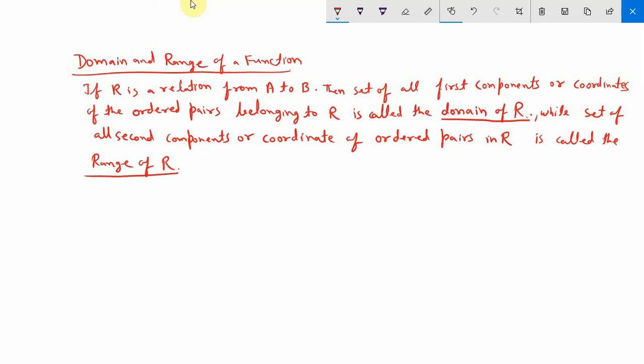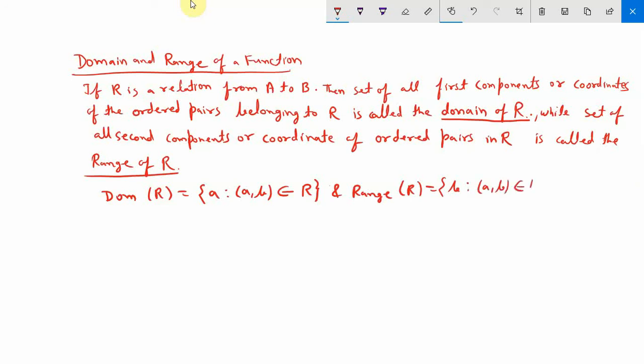So if R is the relation, then we define domain of R as A such that (A, B) is an ordered pair which is an element of R, and range of R is defined as B such that (A, B) is an ordered pair of set R. Okay, so by the definition, the domain of a relation from A to B is a subset of A and the range is a subset of B.